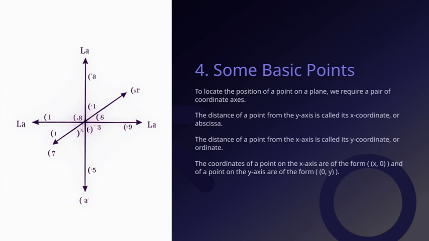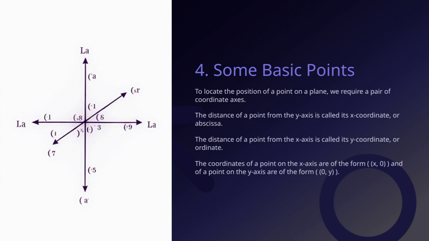Now, when we talk about the distance of a point from the x-axis, we call that the y-coordinate or the ordinate. It's like measuring how far up or down the point is from the x-axis. On the other hand, the distance from the y-axis is called the x-coordinate or the abscissa. Think of it as how far left or right the point is from the y-axis.